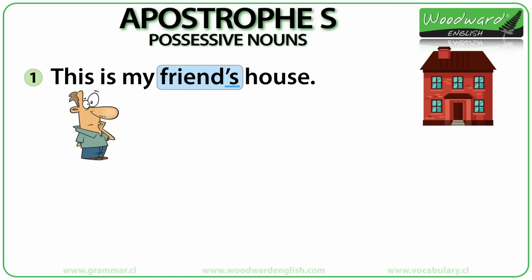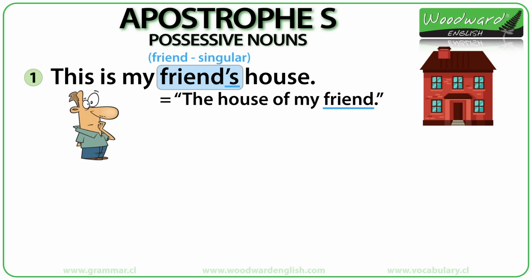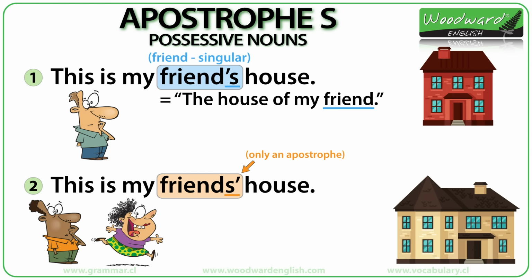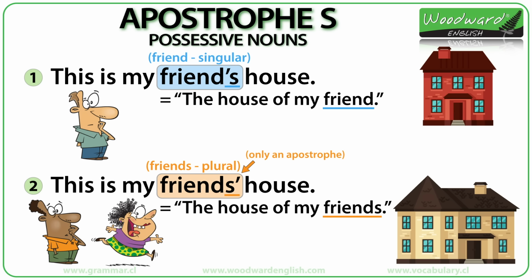This is my friend's house. This refers to the house of my friend, one friend. How can we write that my two friends have a house? You would write, this is my friends' house. This refers to the house of my friends, my two friends.